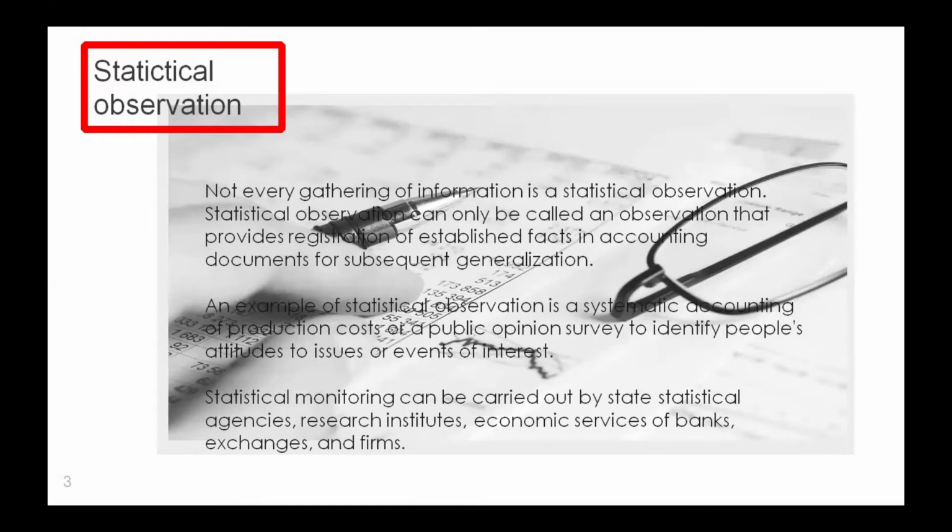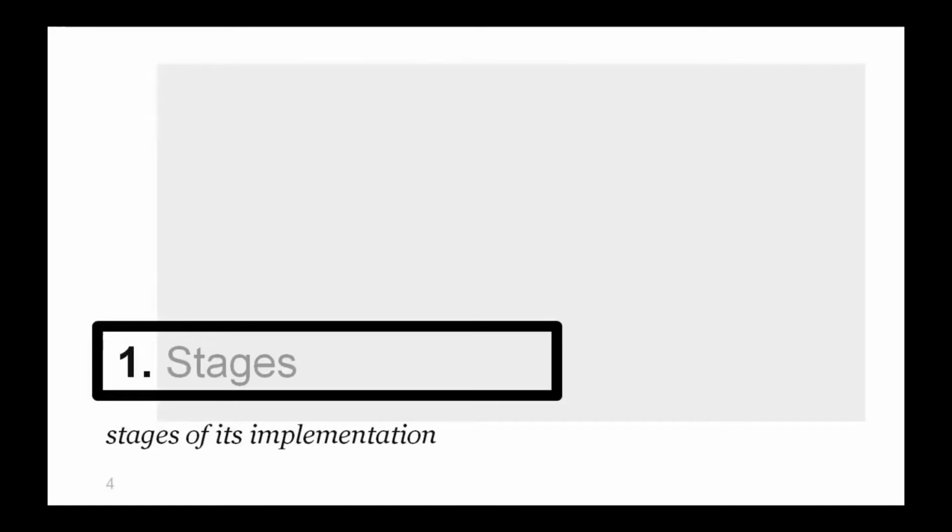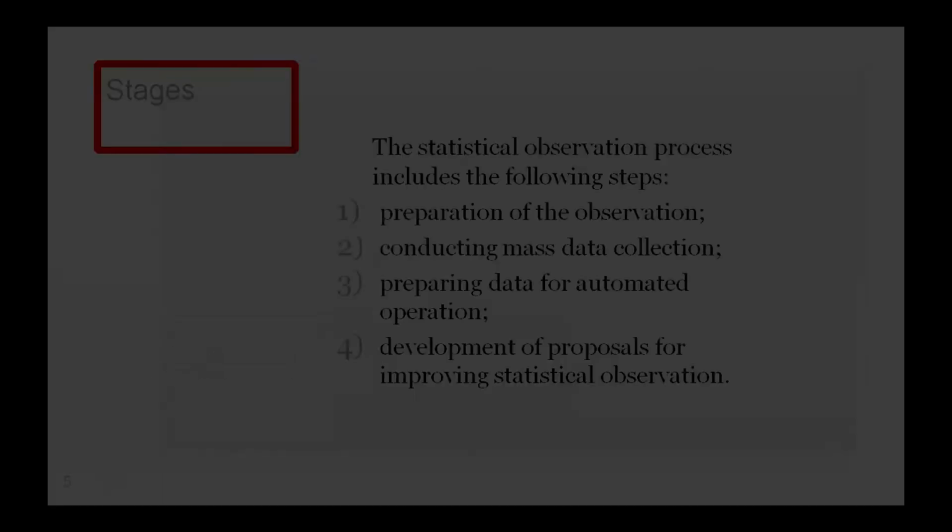An example of statistical observation is a systematic accounting of production costs or a public opinion survey to identify people's attitude to issues or events of interest. Statistical monitoring can be carried out by state statistical agencies, research institutes, economic services or banks, exchanges, and firms.